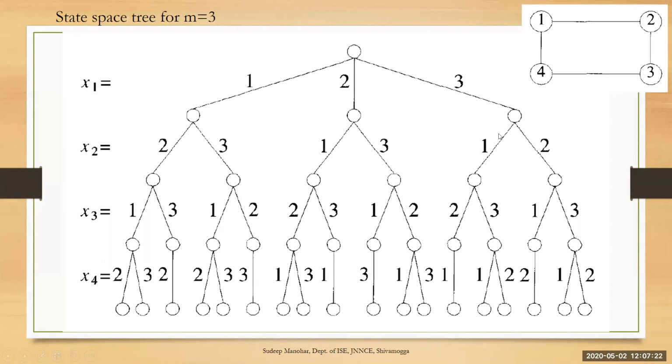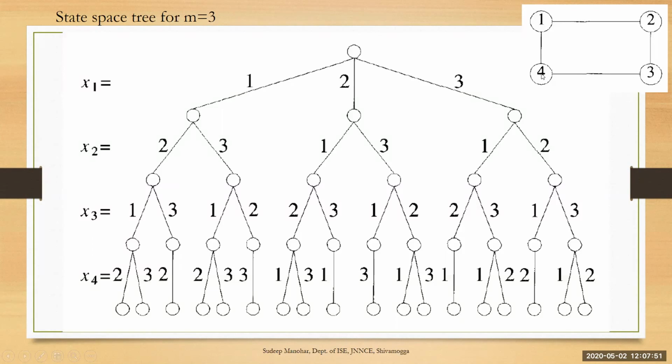When you move to the next level, it is vertex number 4. 1 is color number 1, 2 is color number 2, 3 is color number 3. Can vertex number 4 be colored with color number 1? To check, look at its adjacent vertices 1 and 3. The color of 1 is also 1, and 1 is adjacent. You cannot color this with 1. 4 cannot be colored with 1.